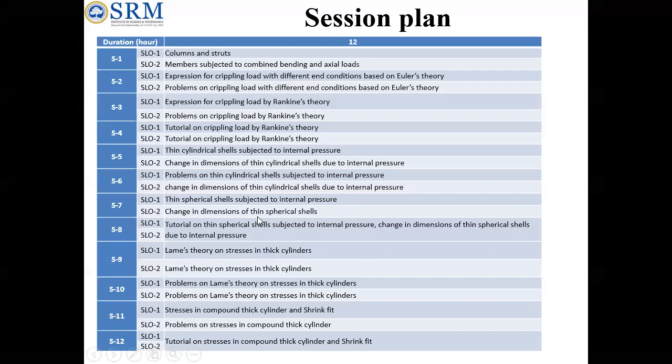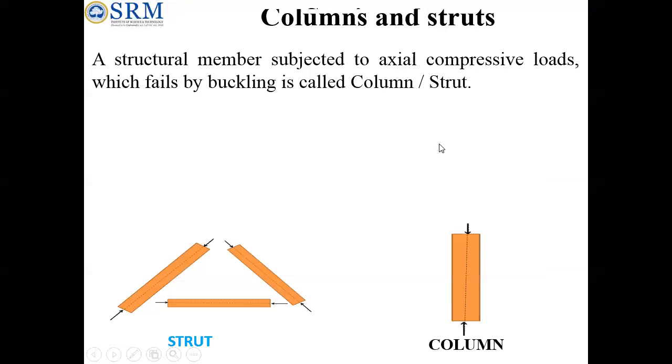Like I said, we can divide this into three parts. One is columns and struts. Then you have thin cylinder. Then you have thick cylinder. Okay. So thin cylinder and thick cylinder we will be discussing next week, and today we're going to discuss columns and struts.